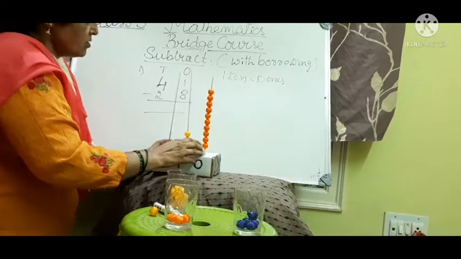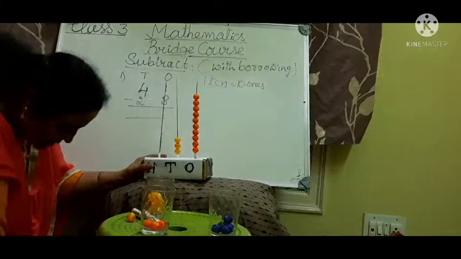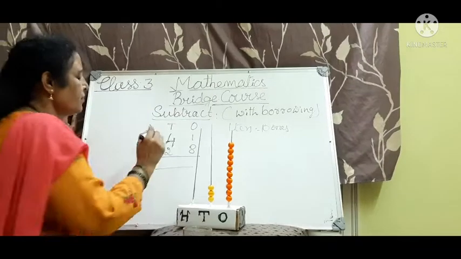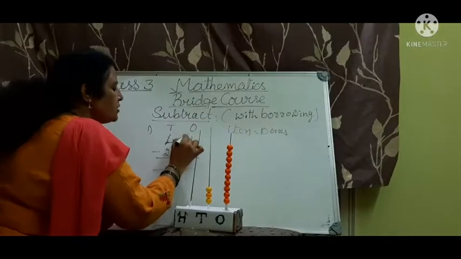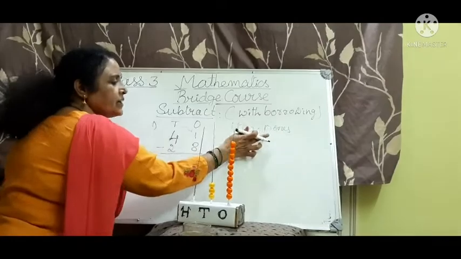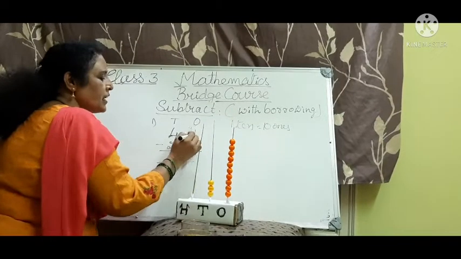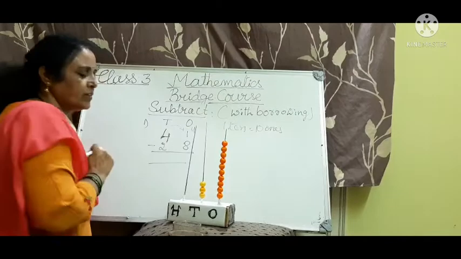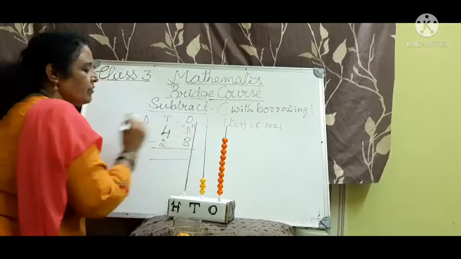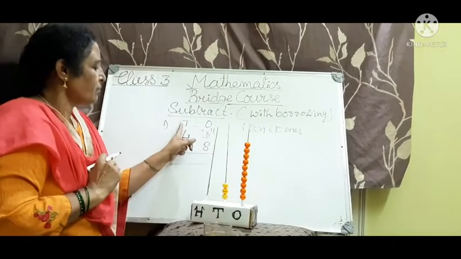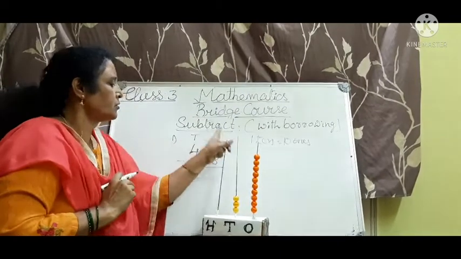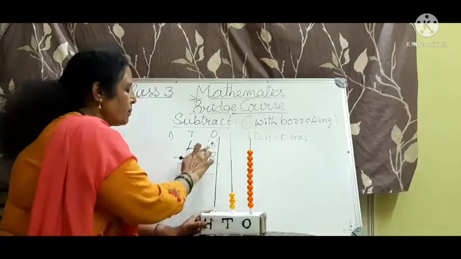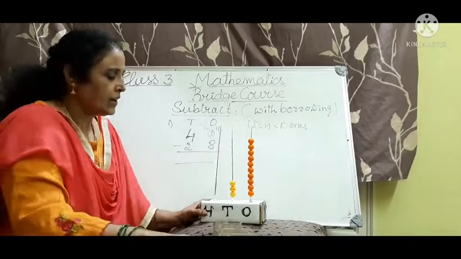Yes. Now from tens place we have taken 1 ten to ones place. Then 1 ten equals 10 ones. 10 plus 1 is 11. We have borrowed 1 ten to the ones place, then it will become 11. 1 plus 10, it will be 11.